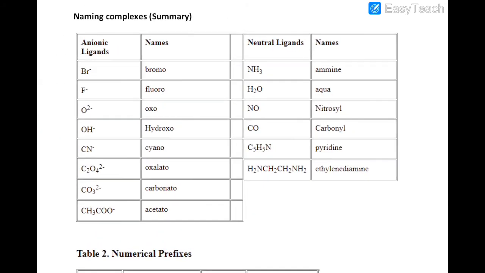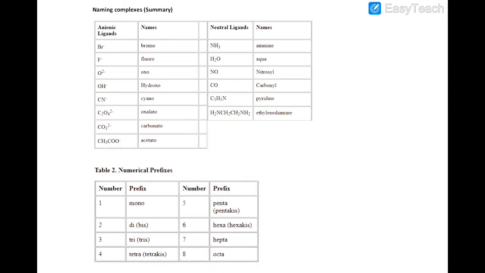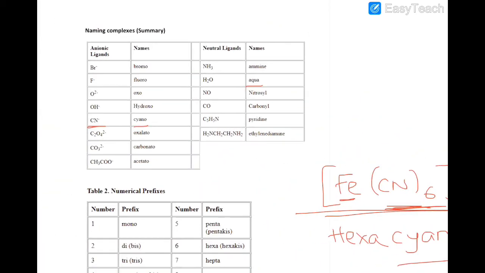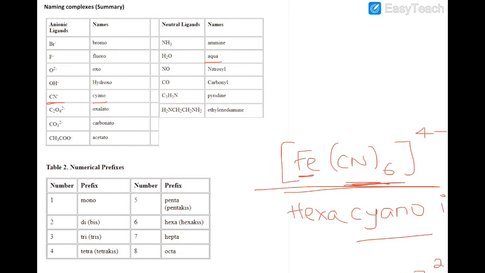Now, naming of complexes. Actually, you don't really need to know how to name complexes. It's just for you to have an idea of how they are named. But you need to know the charges on the ligands. It's very important for you to know the charges and to know which are the neutral ligands. So this is how you name the ligands. There are 6 water, so hexaaqua copper(II). There are 6 cyanide ions, so hexacyano iron, and this is the oxidation state of the iron, and this is the oxidation state of the copper. So you can use the list to find the names of the ligands.